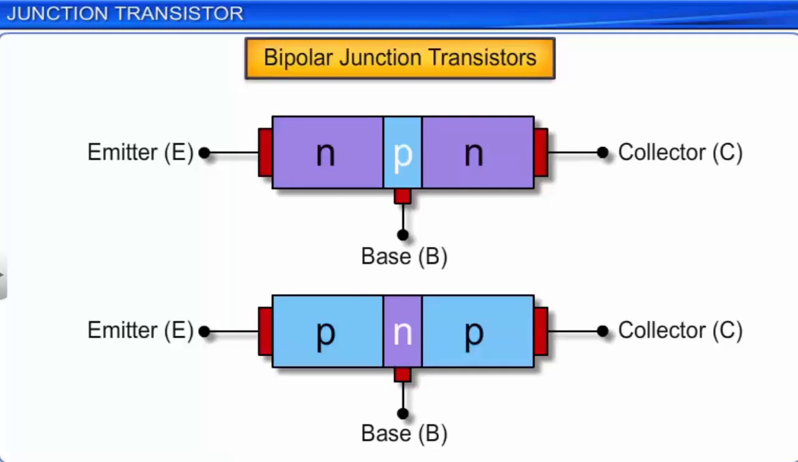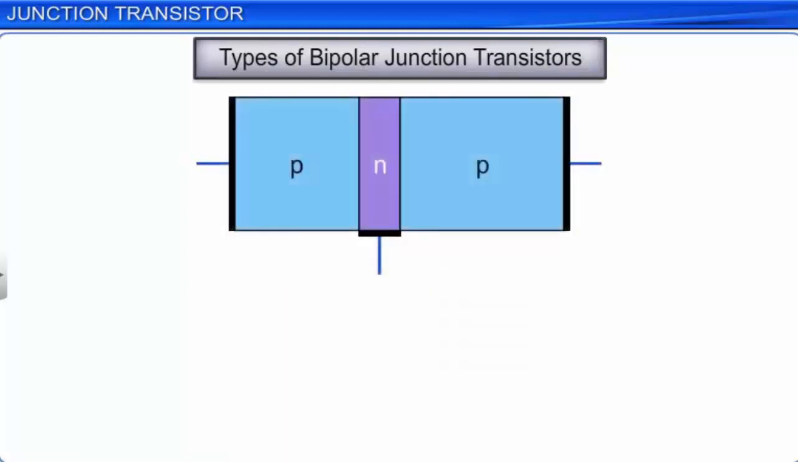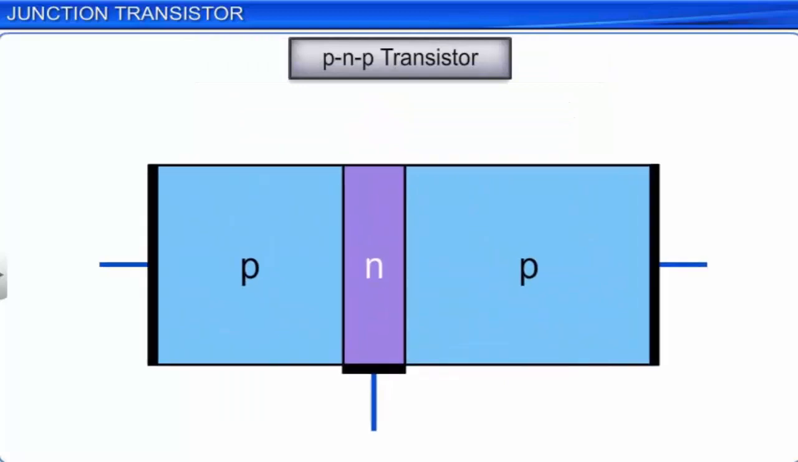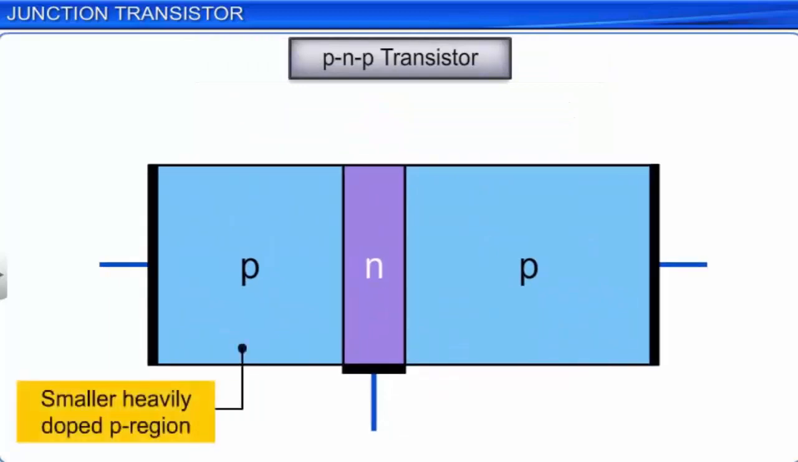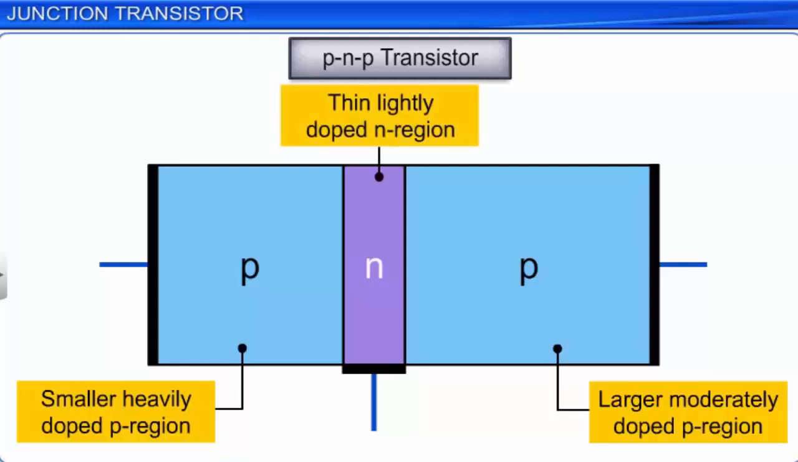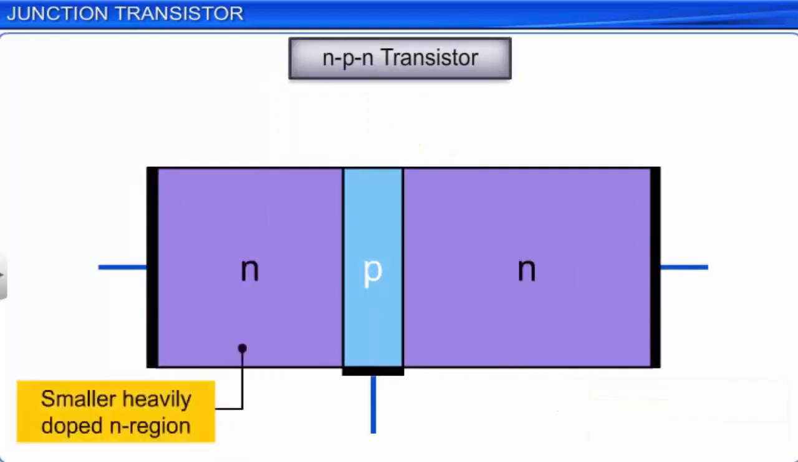There are two types of bipolar junction transistors: the PNP transistor and the NPN transistor. A PNP transistor consists of a smaller, heavily doped P region and a larger, moderately doped P region separated by a thin, lightly doped N region. An NPN transistor consists of a smaller, heavily doped N region and a larger, moderately doped N region separated by a thin, lightly doped P region.